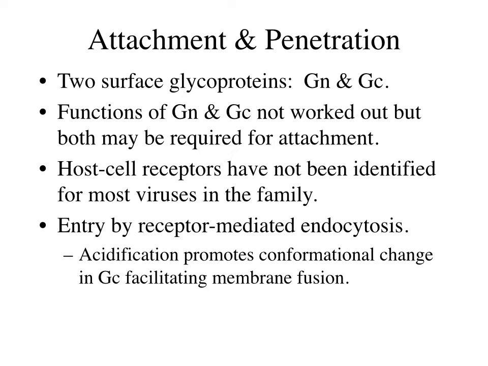So, for instance, lacrosse virus is transmitted by mosquitoes, but it infects vertebrates. So it's believed that GC is the glycoprotein anti-receptor used for vertebrates, and GN is the one that's used for mosquitoes. Host cell receptors have not been identified for most viruses in the family.